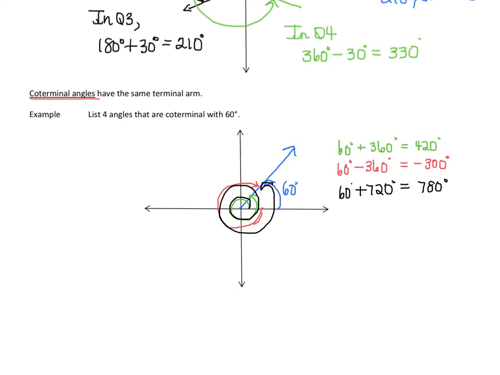Or I could do the same thing in the opposite direction. So instead of adding 720 degrees, I could subtract 720 degrees, indicating that I'm rotating clockwise by 720 degrees, 2 full rotations, for an angle of negative 660 degrees. So there we have 4 angles that are coterminal with 60 degrees. And that completes lesson 1.